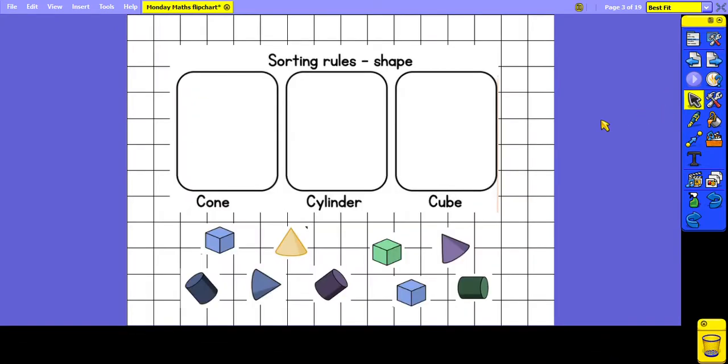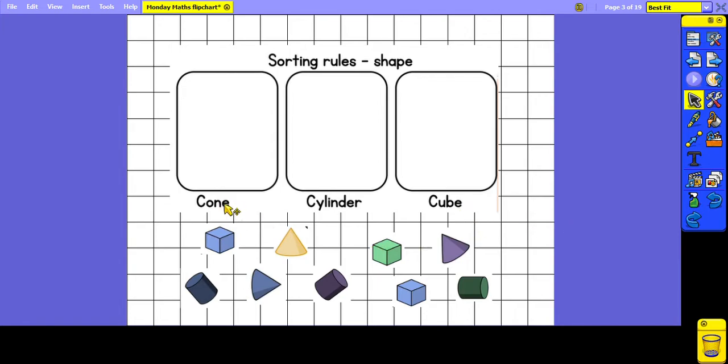Today we're going to be talking about how to sort 3D shapes. And one of the ways that we can sort them is by the type of shape we have got. Here there are a few different types of shapes, and we are going to be sorting them into 3 groups. The first group is for the cones, the second group is for the cylinders, and the third group is for the cubes.